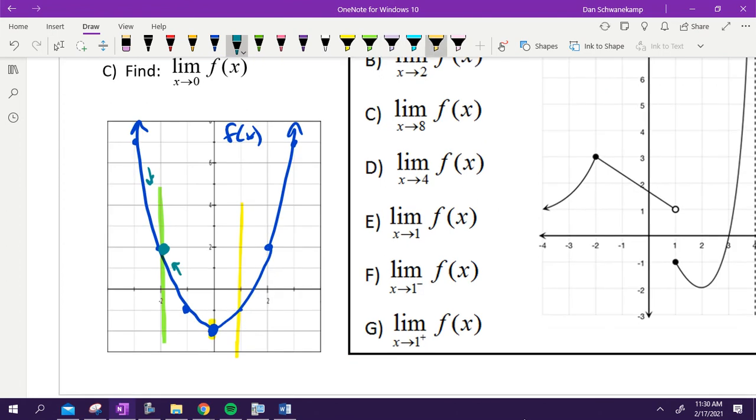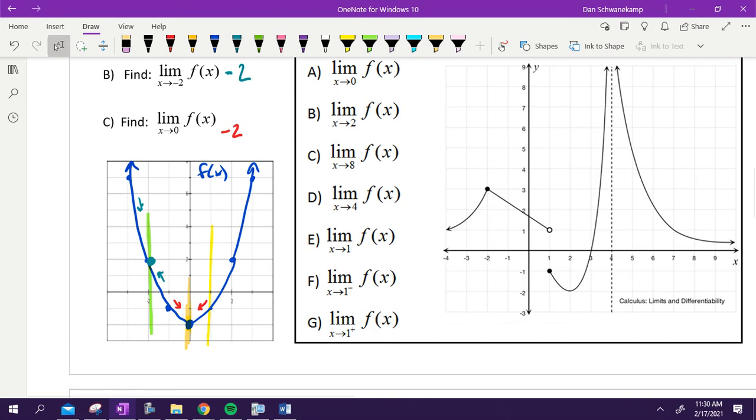Find the limit as x approaches 0. Here's 0 right here. If I walk on the left-hand side and the right-hand side, we can walk together. Are we going to meet? Show me the fingers. What y value are you going to meet at? -2. Done.